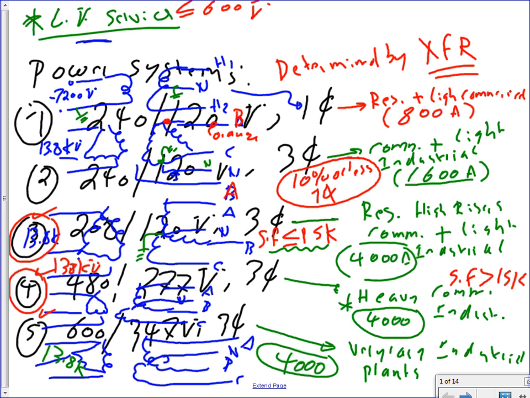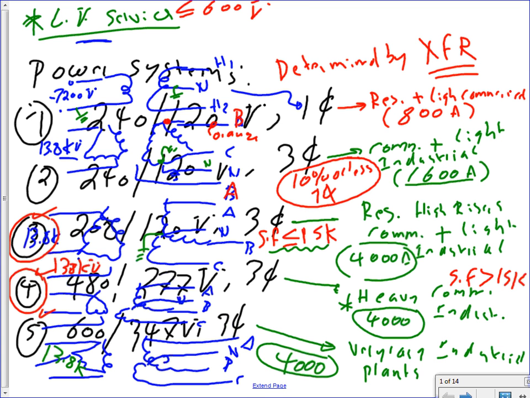I highlighted these in red for a reason. These are between these two voltages. You will cover 90% of the systems you're going to be working on in your career between 208 and 480.